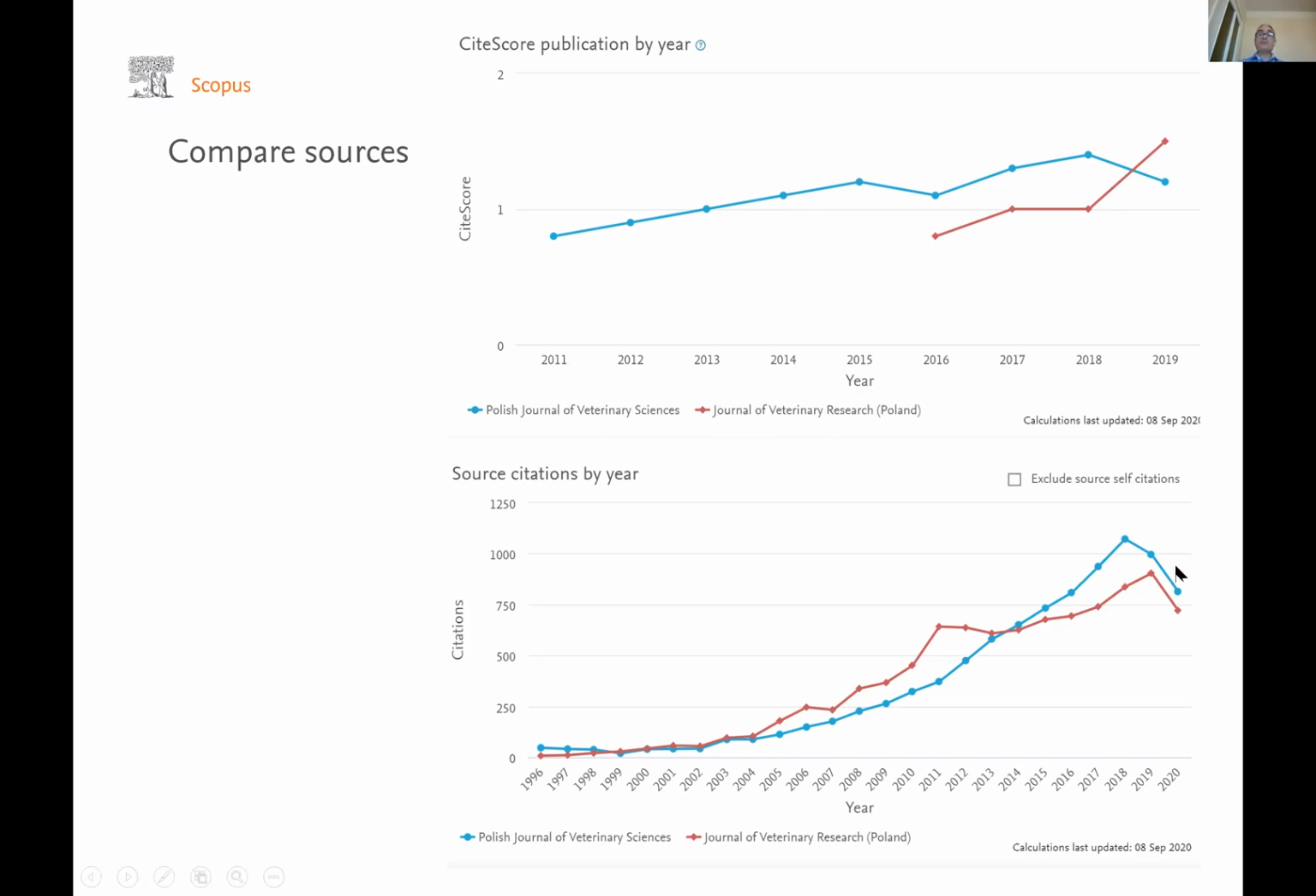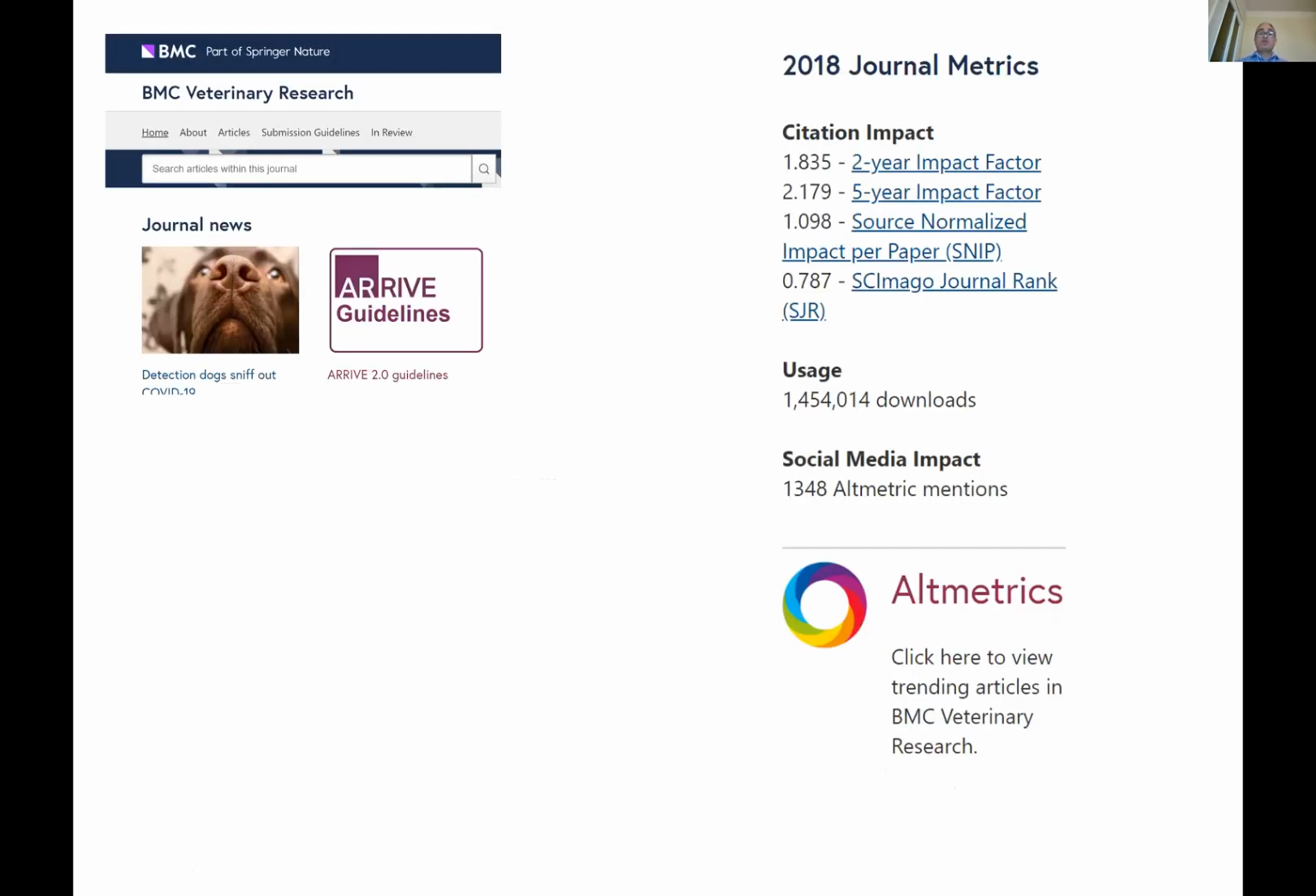We also use not just CiteScore, but also total citations. So the same, like with individual authors, the same with journals. We should use not just one metric like CiteScore, but also other citation metrics, like total citations within a year. Good journal in the field of veterinary research. And here is an example of why we need all these different metrics and alternative metrics as well.